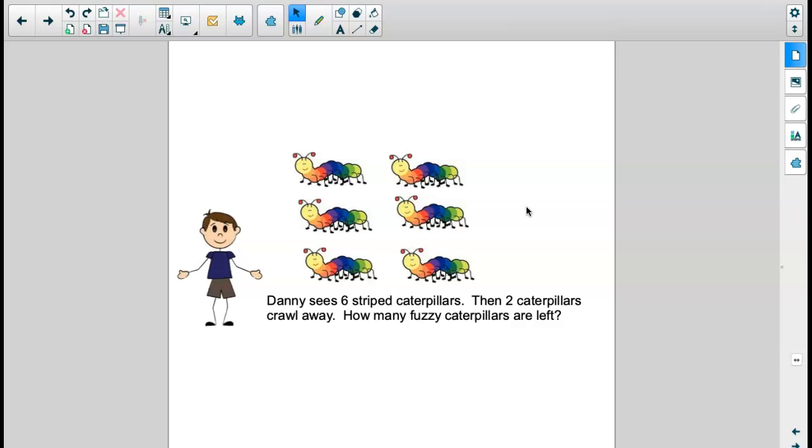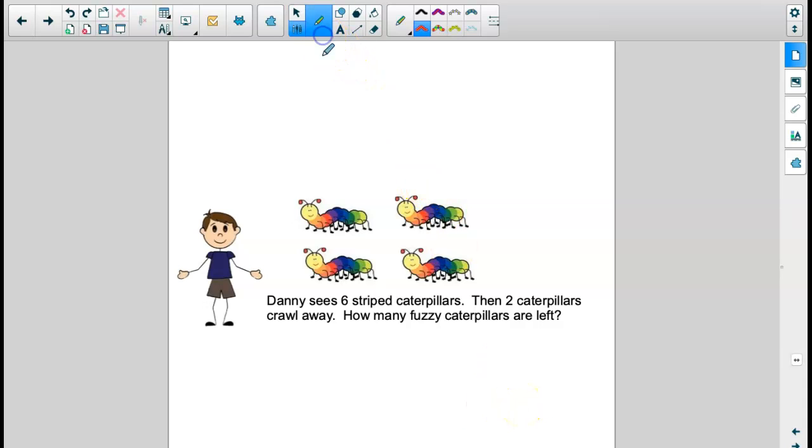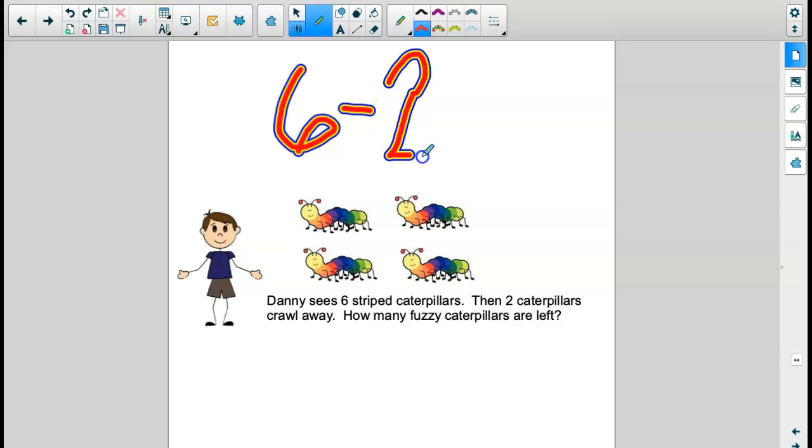Danny sees 6 striped caterpillars. So get out your 6 striped caterpillars, or your 6 counters. All right. This is subtraction, so we are expecting that some of these caterpillars are going to go away. Danny sees 6 striped caterpillars. Then 2 caterpillars crawl away. How many fuzzy caterpillars are left? So he sees 6. Some of them go away. How many went away? How many are still there? If you need to count, you can.